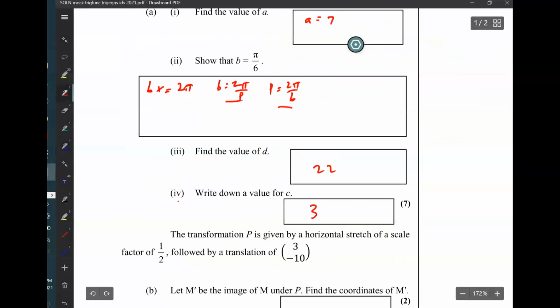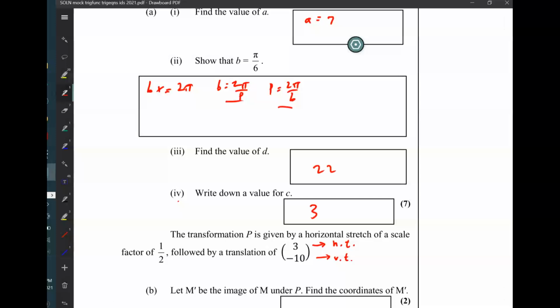Okay, and the next part says the transformation P is given by a horizontal stretch of a scale factor of 1/2, followed by a translation of vector 3, -10. Now remember, this is used very sparsely in the course, but it is part of the syllabus. We've used it in the quadratics unit, we've used it a little bit in the transformations unit. Basically what this notation says is that 3 is a horizontal translation, and then -10 is a vertical translation. And of course, positive means right or up.